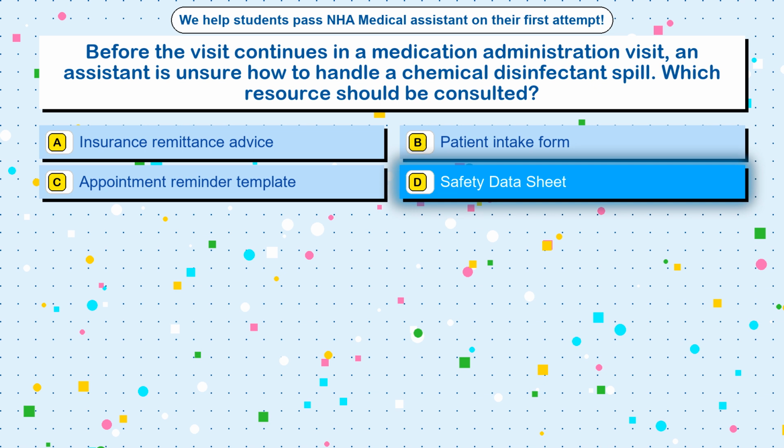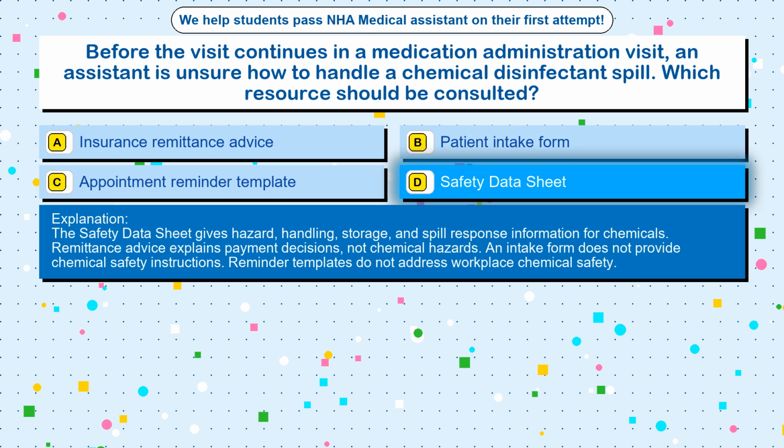Safety data sheet. The safety data sheet gives hazard, handling, storage, and spill response information for chemicals. Remittance advice explains payment decisions, not chemical hazards. An intake form does not provide chemical safety instructions. Reminder templates do not address workplace chemical safety.